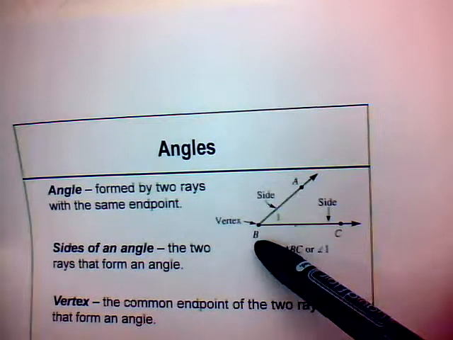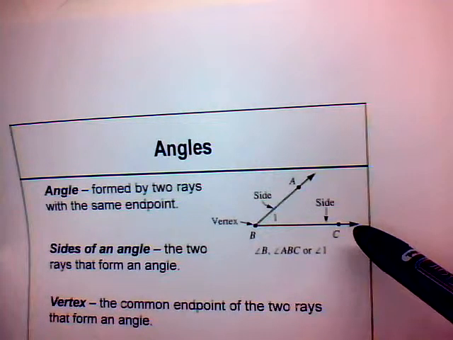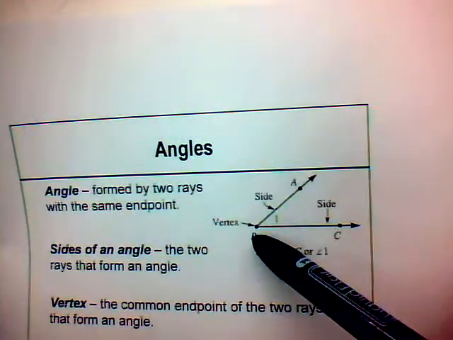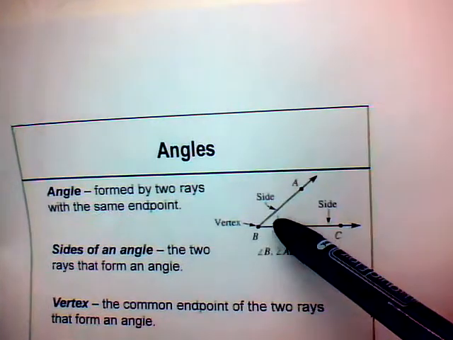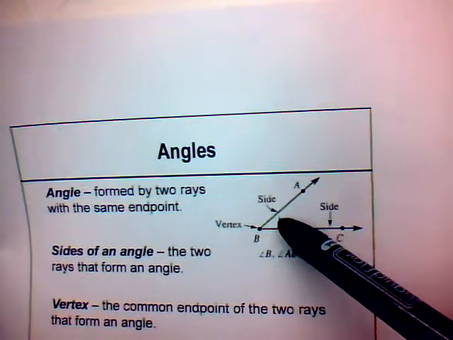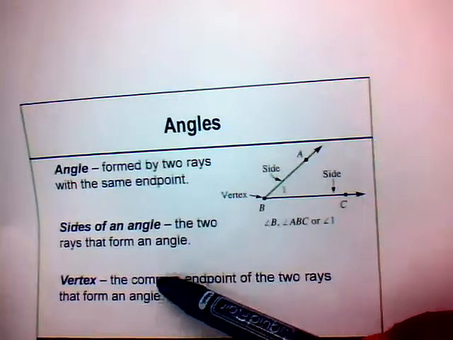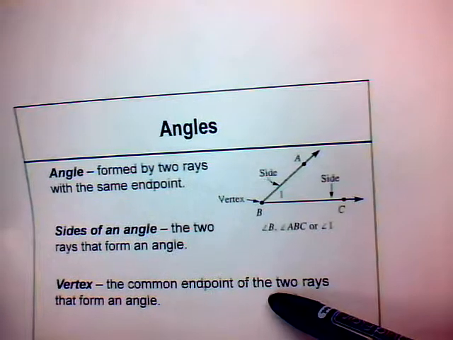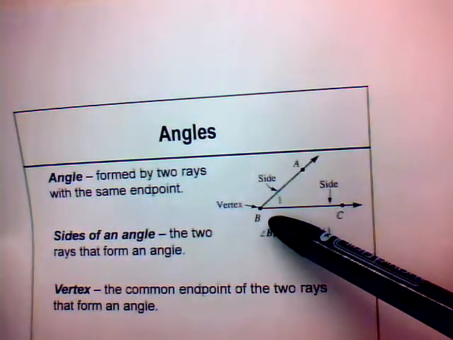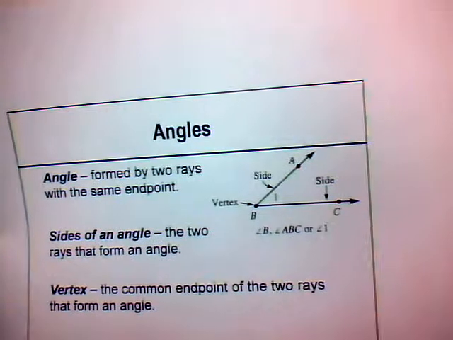Notice that we can name this angle as angle ABC, or angle CBA. Or we can name it simply angle B, or sometimes there may be a number where the vertex is. In this case there's a 1 there, so we can name it angle 1. By the way, the vertex is the common endpoint of the two rays that form the angle, so the vertex here is B. You can name an angle just by the vertex itself.